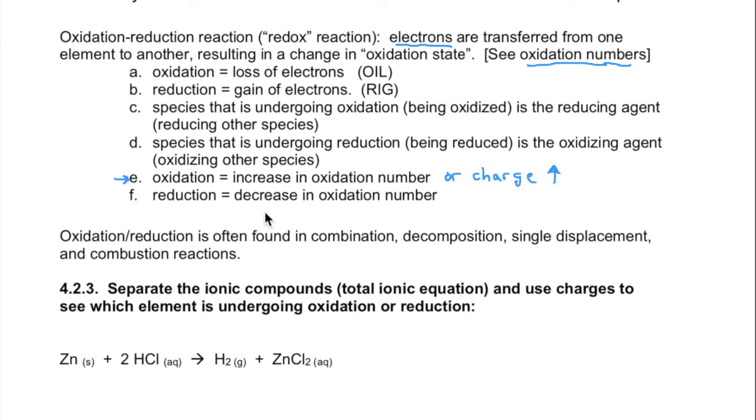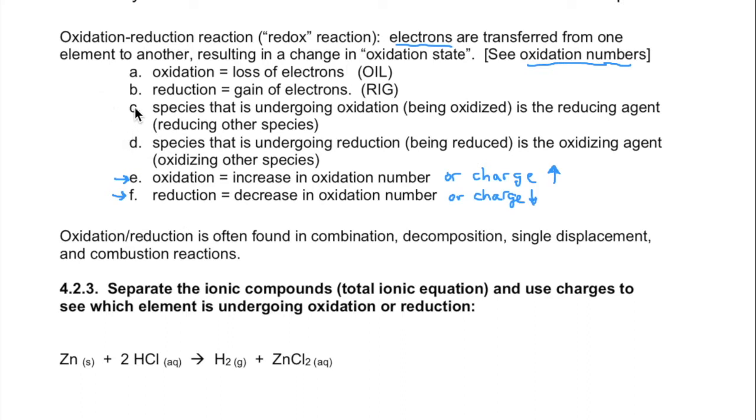If you gain electrons and undergo a reduction, then the charge is going to go down. And we're going to focus on the element undergoing oxidation or undergoing reduction. So we're going to focus on what's happening to that element.